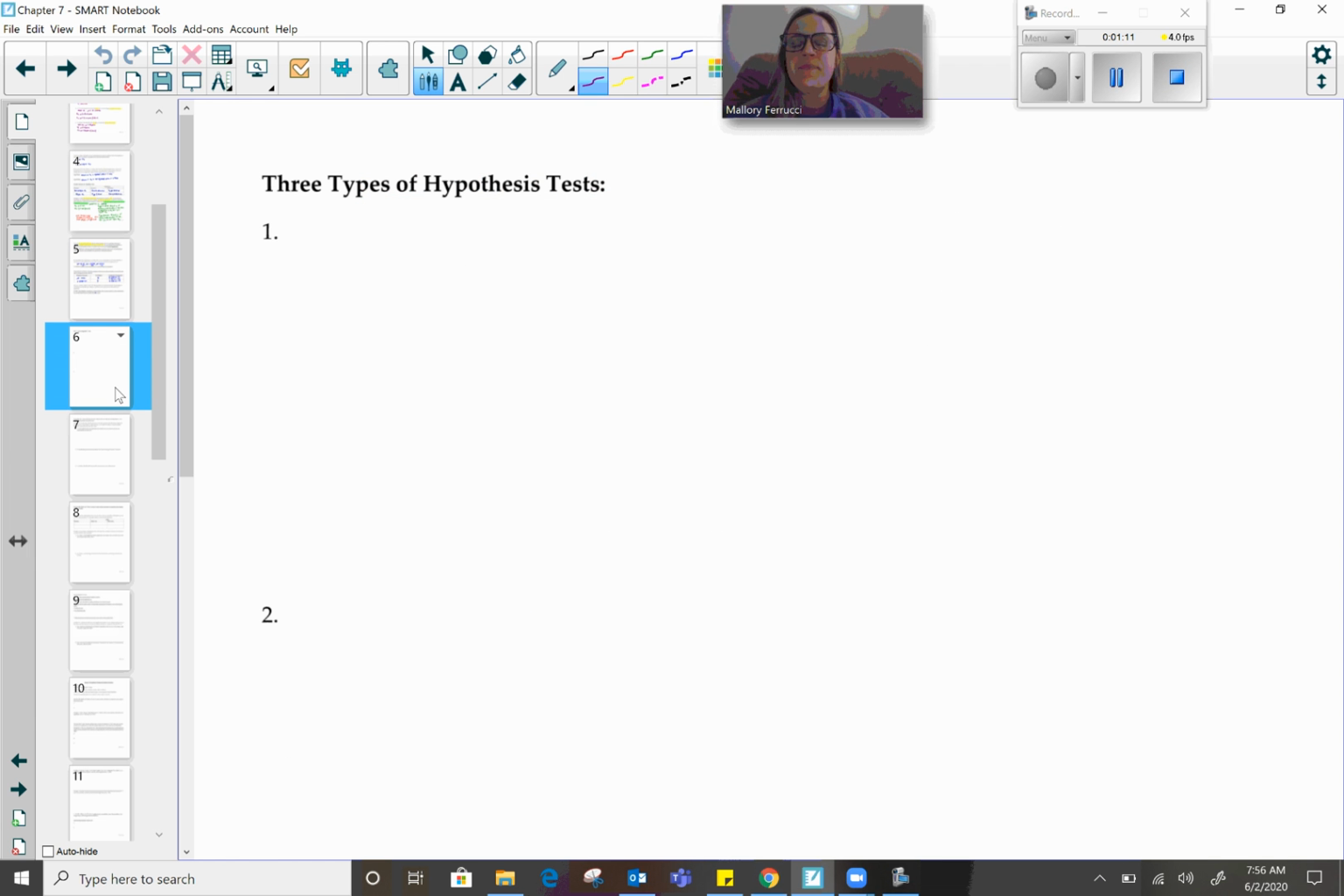So there are 3 types of hypothesis testing. When you are deciding which type of hypothesis test to use, refer to the alternative hypothesis each and every time. They're going to make a claim. You have to decide whether that's the alternative or the null, and then whatever it is, you find the complement of it. But the alternative is the one that tells you which type of hypothesis test it is.